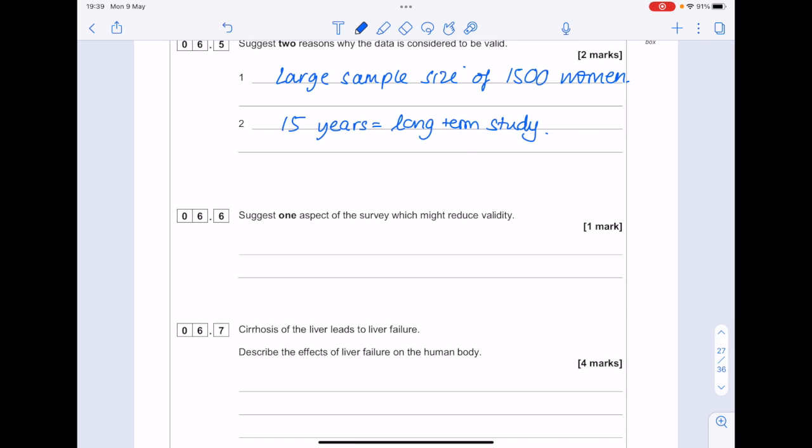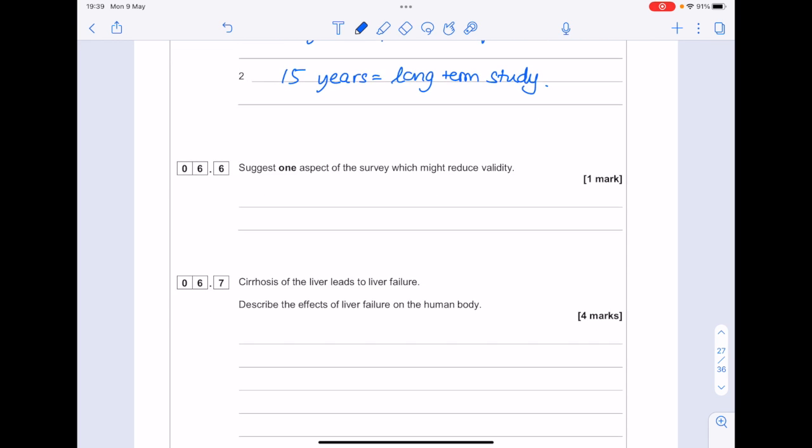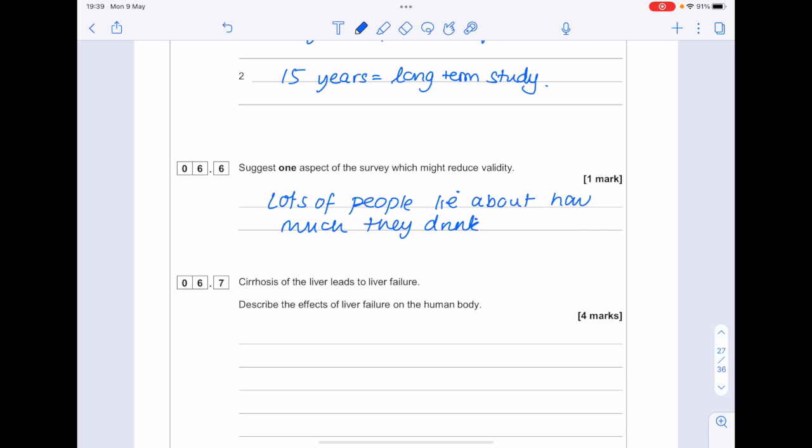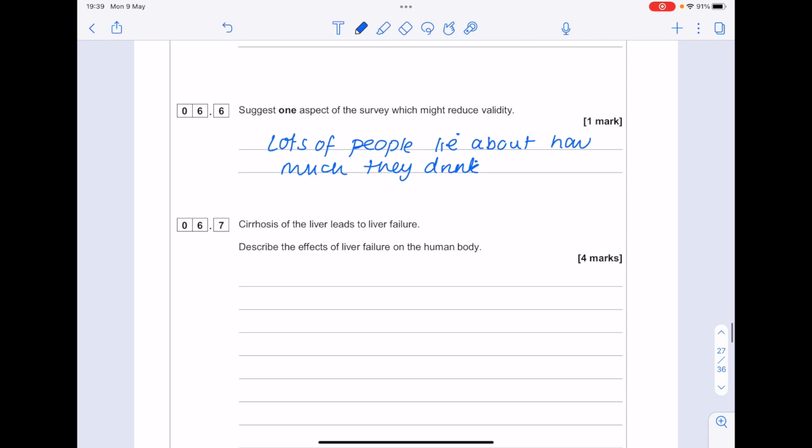So just one aspect of the survey which might reduce validity. I think lots of people tend to lie about how much they drink to make themselves feel less guilty. I'm not trying to make judgments, I just think that is something good to mention here. They tend to underestimate. Cirrhosis of the liver tends to lead to liver failure. Describe the effects of liver failure on the body.